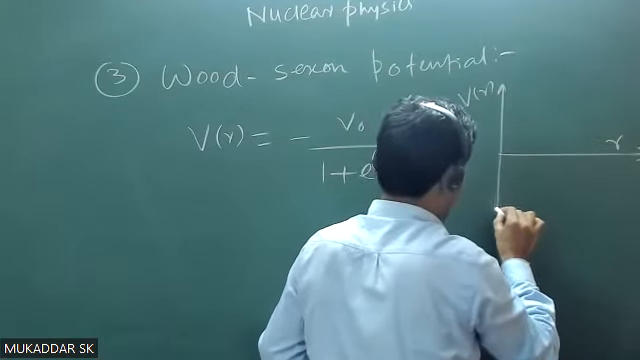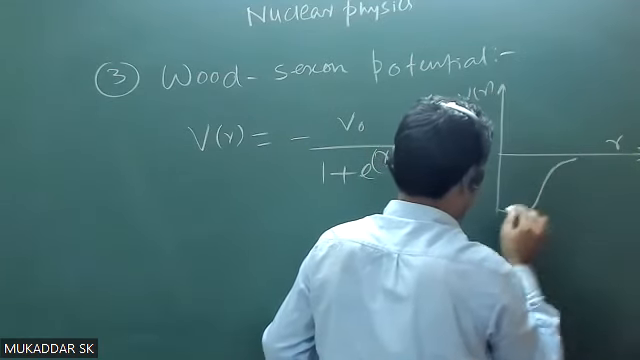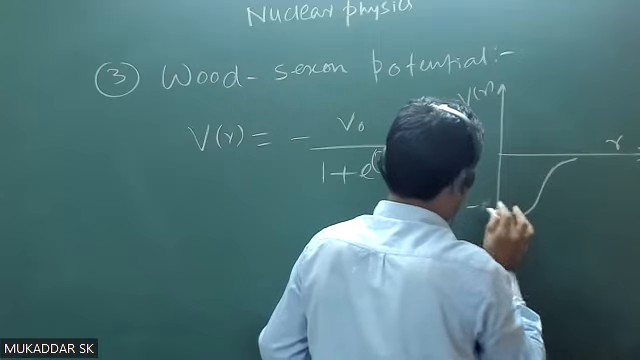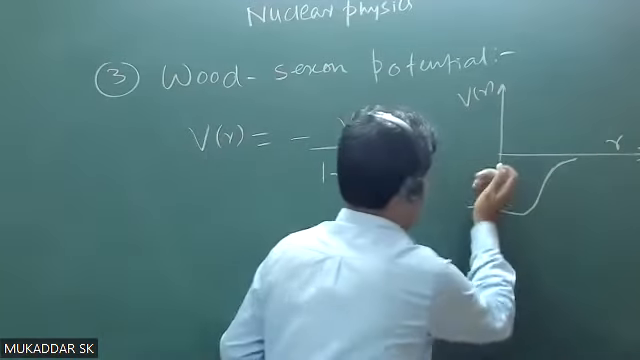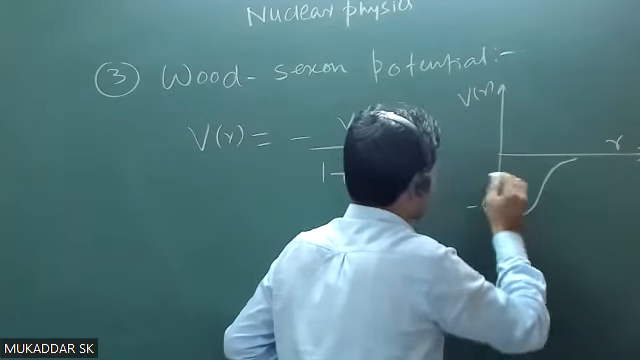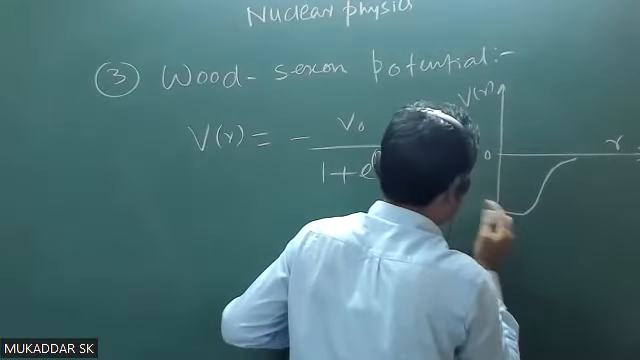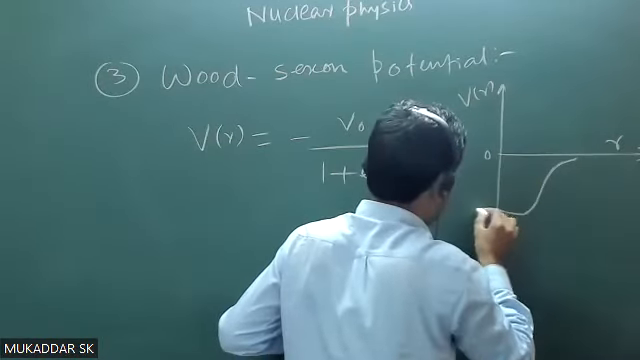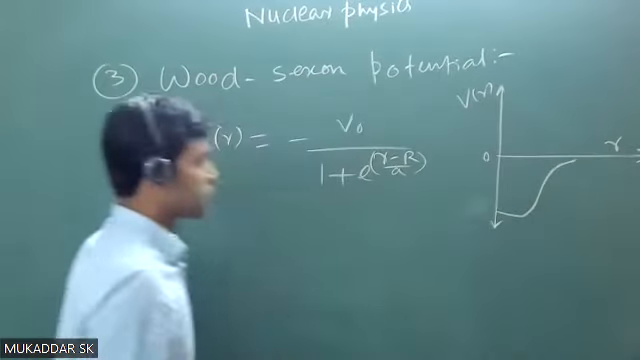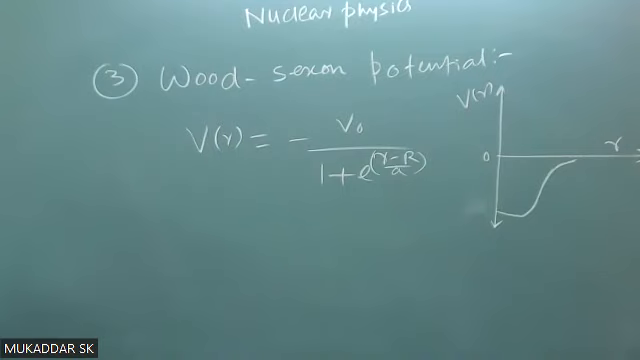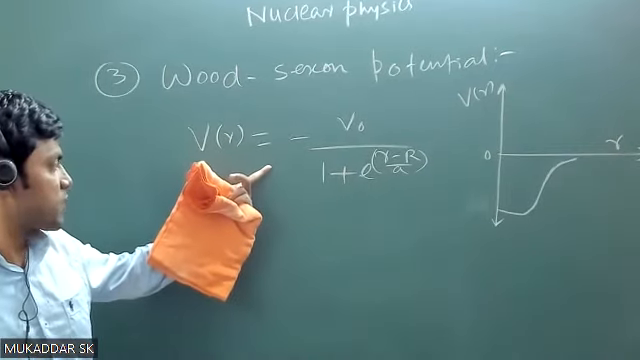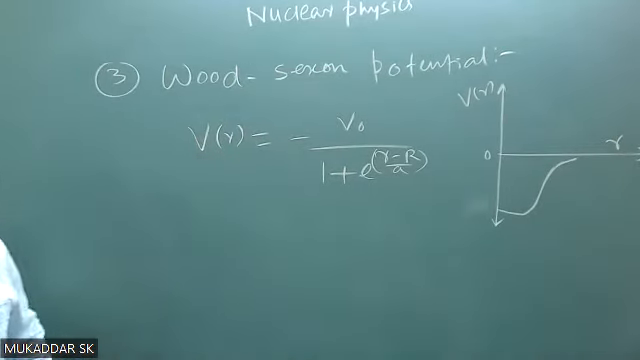So it will be like this. Here you have some V naught like that. And here you have 0. Not V naught exactly, some negative number. So this is your positive number this side, and this side you have some negative number. So they have introduced this Woods-Saxon potential in the Schrodinger wave equation again.